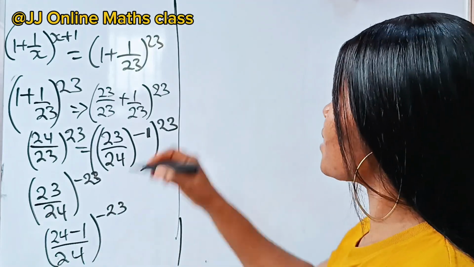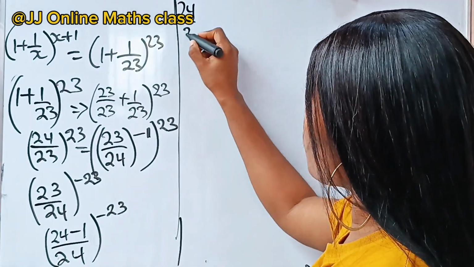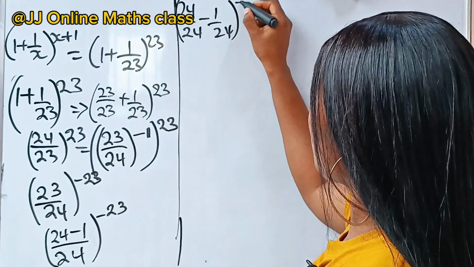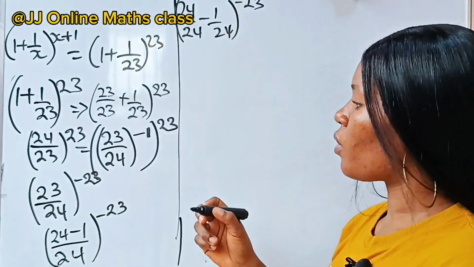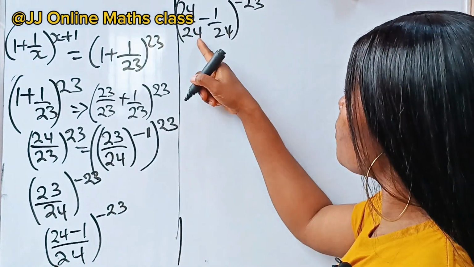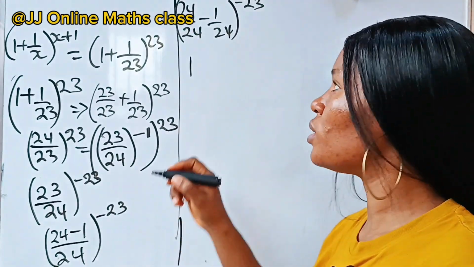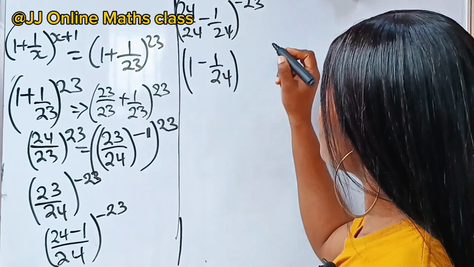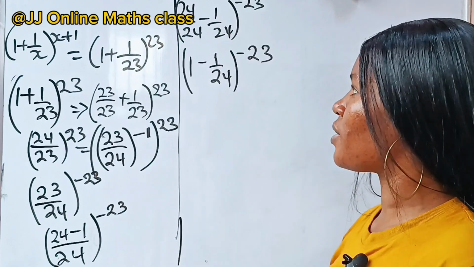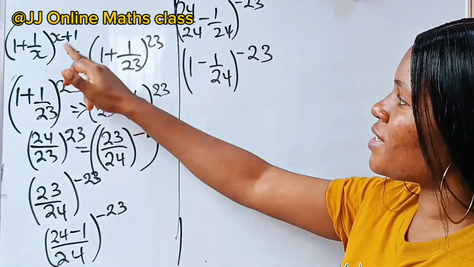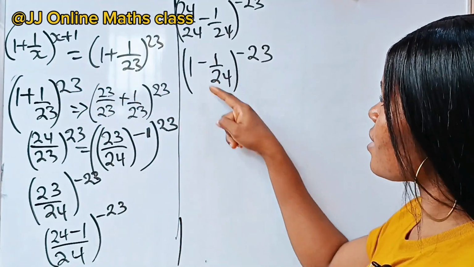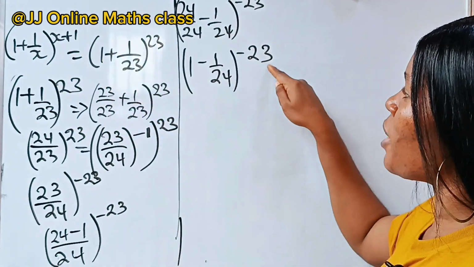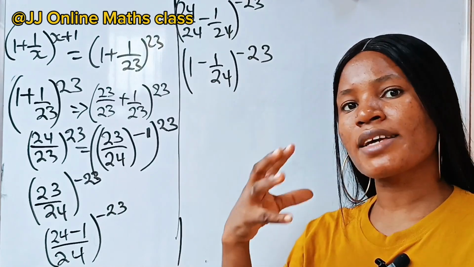Now this bracket can be written as 24 over 24 minus 1 over 24, raised to the power of minus 23. 24 divided by 24 gives us 1 minus 1 over 24, everything raised to the power of minus 23. When you compare this and this, notice that they are still not the same. The inside seems to be okay now, but we have x plus something here. So we need to manipulate this minus 23 to get x plus something.